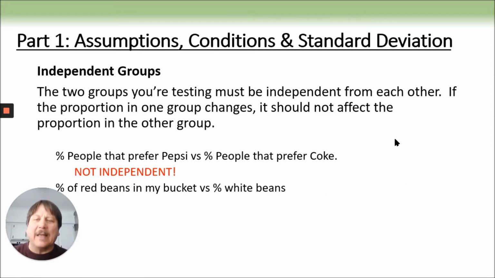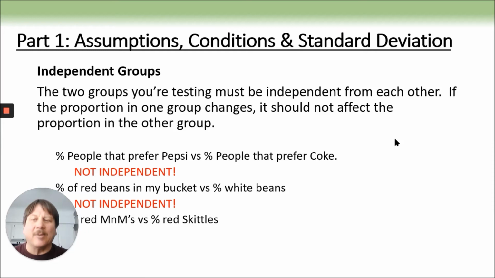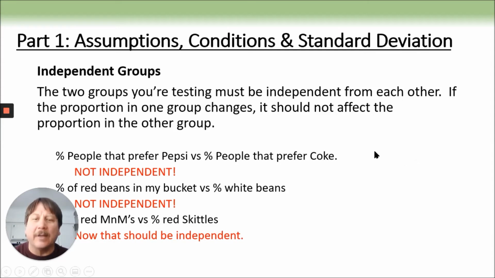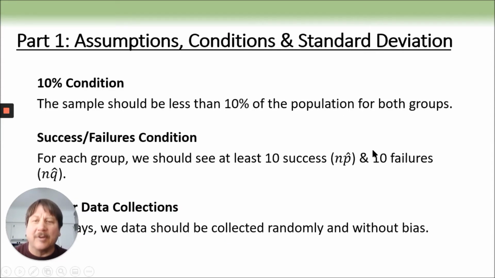Same thing, like if you look at the beans in my bucket, if I pull out a handful of beans and more of them are white, then that means less of them are red. Not independent. However, if you grab some bag of M&Ms and you count how many red ones and you compare it to a group of red Skittles, the entire bag of M&Ms could be red, and it would have nothing to do with how many red Skittles there are. That would be independent.